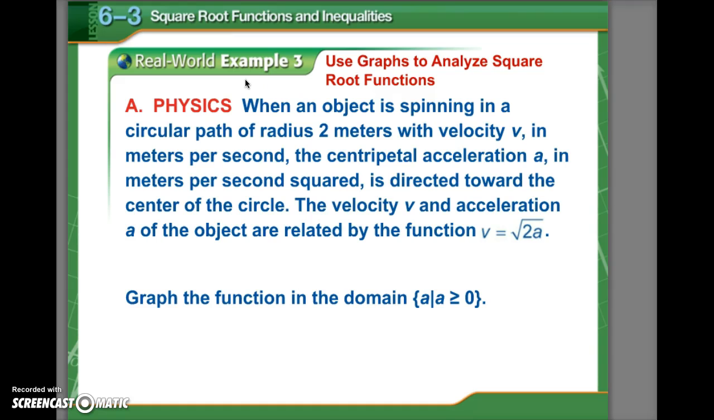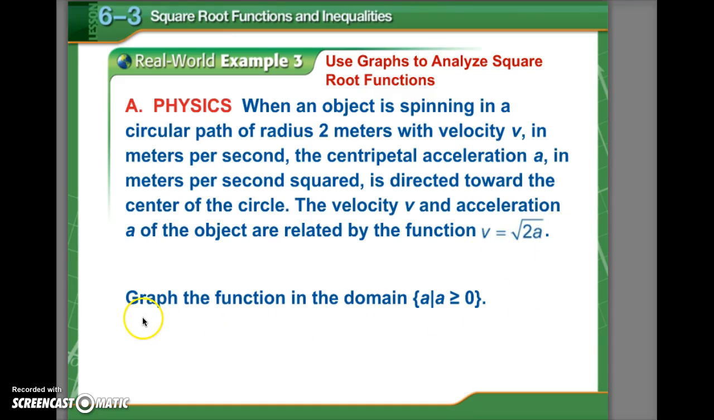It says, when an object is spinning in a circular path of radius 2 meters with velocity v in meters per second, the centripetal acceleration a in meters per second squared is directed toward the center of the circle. The velocity v and acceleration a of the object are related by the function v equals the square root of 2a. If this problem seems confusing to you, if you haven't taken physics yet, this is just setting up all the math, setting up all the variables in the problem. But really all you need to worry about is this equation right here, v equals the square root of 2a.